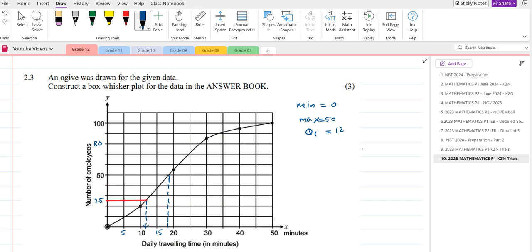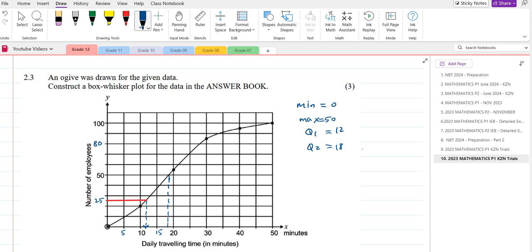Then when you divide by 4, you get 25. 25 times 2 is 50, or half of 100 is 50. Read off the value on the x-axis. So this is about 15, 16, 17, 18. I think I will take 18. So Q2 I'll take 18.